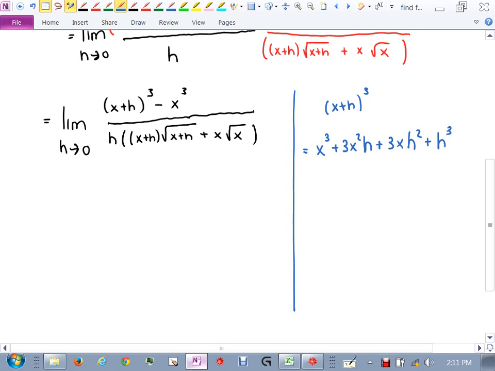I'll show you a way to do that quickly after I finish this example. So you have to trust that that's this for now, okay? Now come back up here and write it.